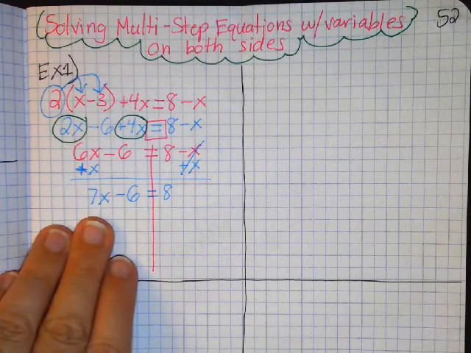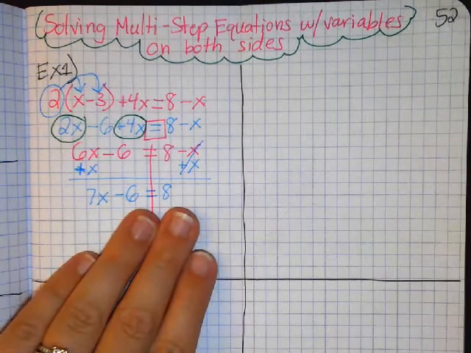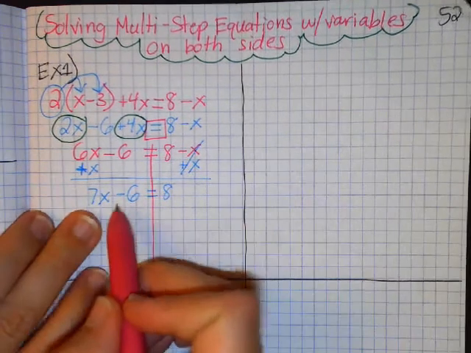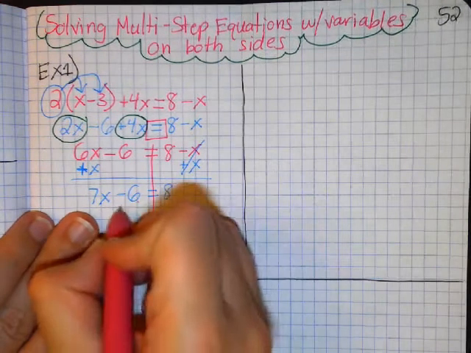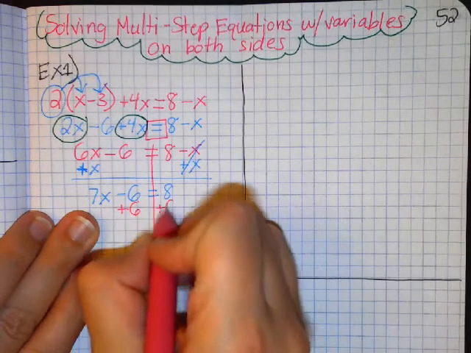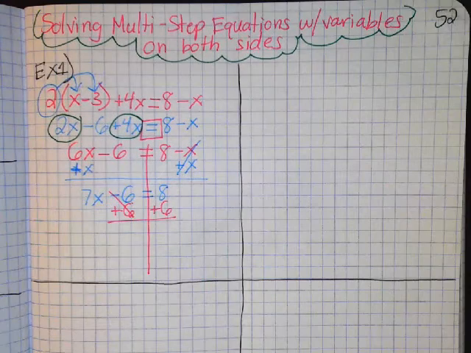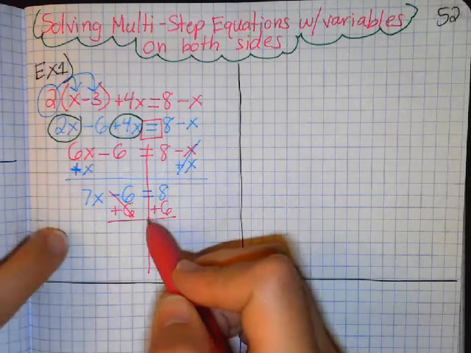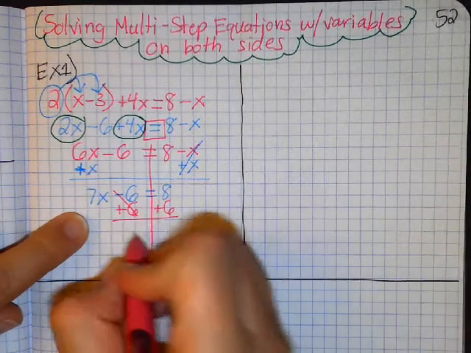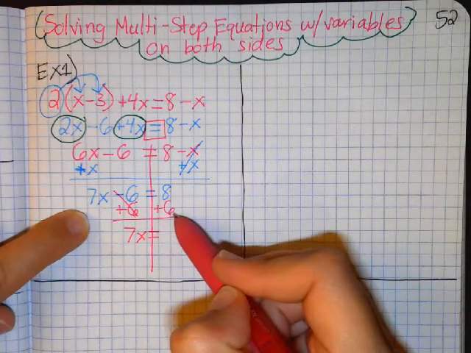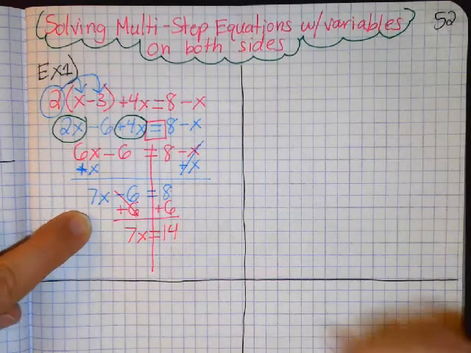Because I moved my variables from my right to my left, I now need to move my constants from my left to my right. I have a minus 6, so I'm going to add 6 to both sides. So from here, my x's cancel out, my 6's cancel out, and I'm going to bring down my 7x. 8 plus 6 equals 14.